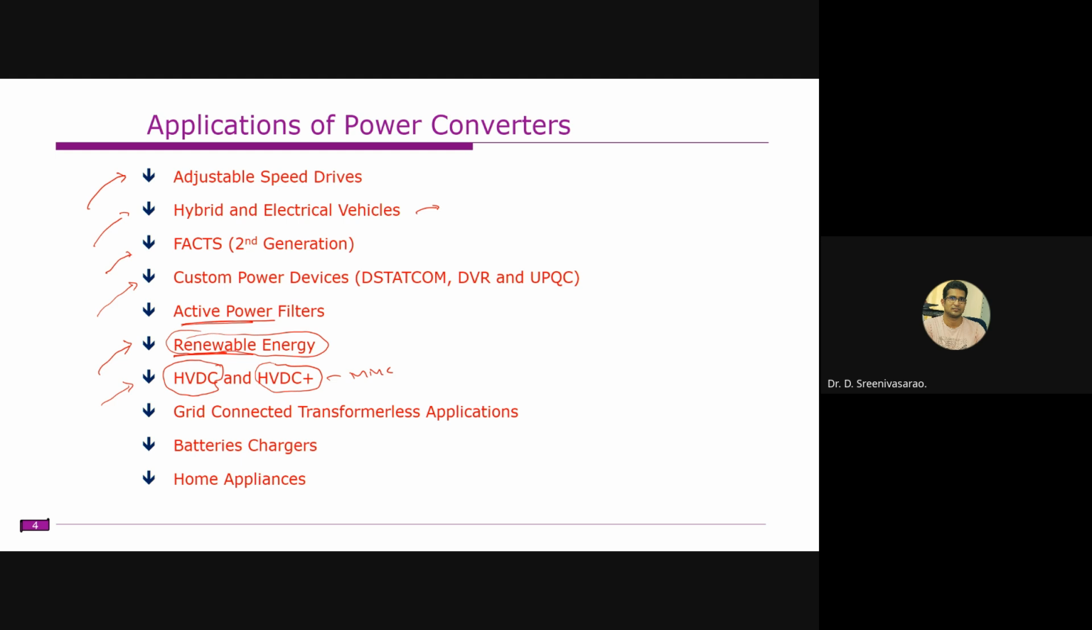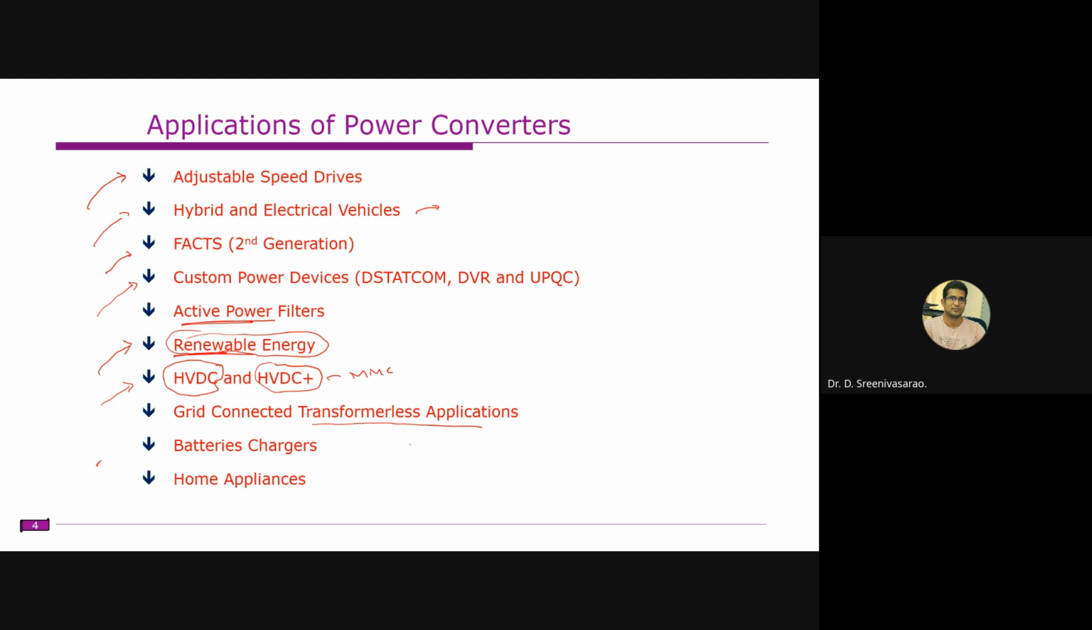Grid connected transformer applications. Nowadays we can increase the voltage and power level of power converters so that we can directly connect to the grid. Without using transformers, we have some converters that can directly connect to the 11 kV grid. In case of HVDC, we can directly connect to the 230 kilovolt AC grid.